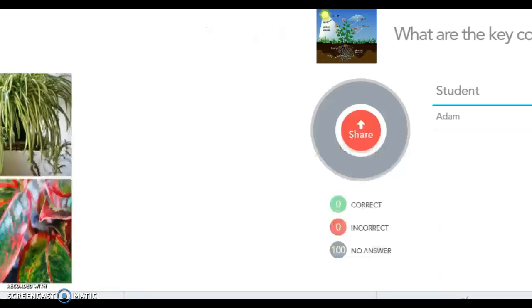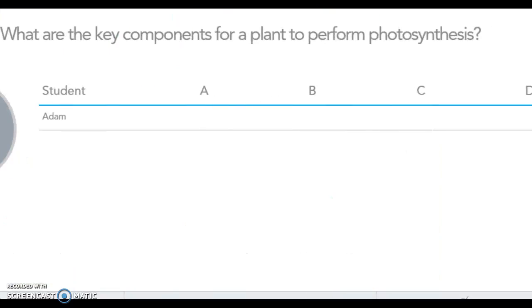So, as we click through the slides, the first thing I want you guys to do is to answer this question. What are the key components for a plant to perform photosynthesis? Would it be A, dirt and flowers, B, light energy from the sun, water, and carbon dioxide, C, neighbors picking the plant, or D, fertilized water and nutrients?